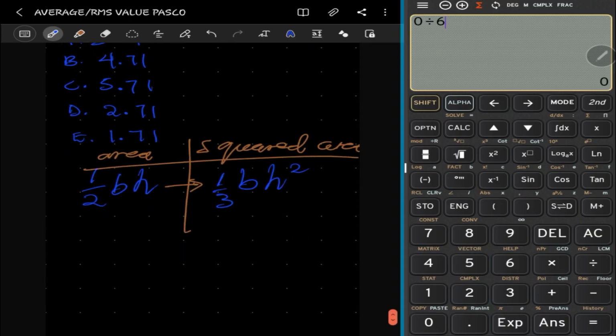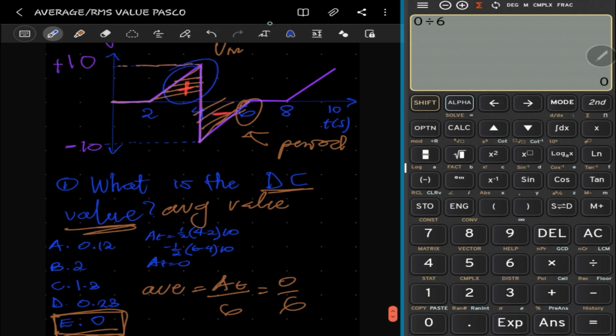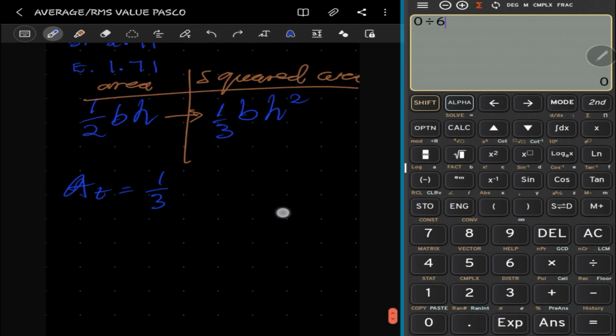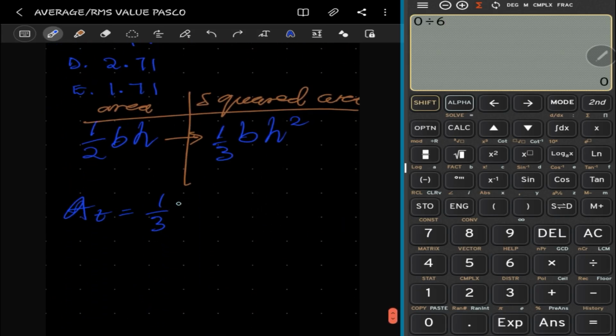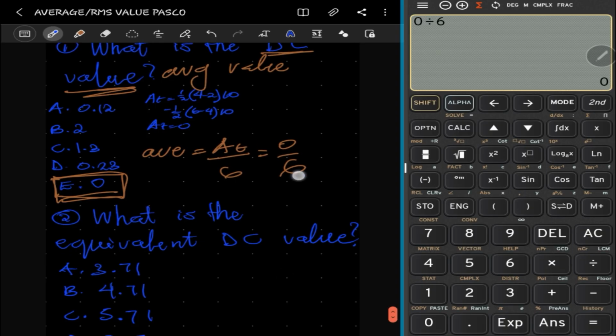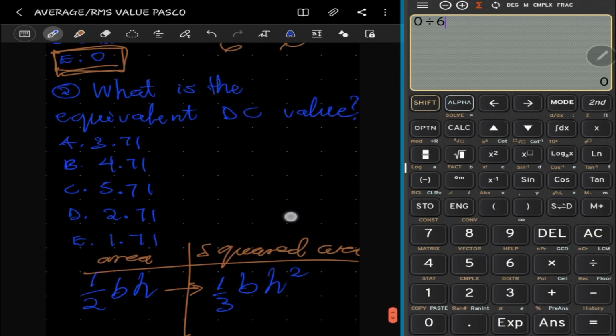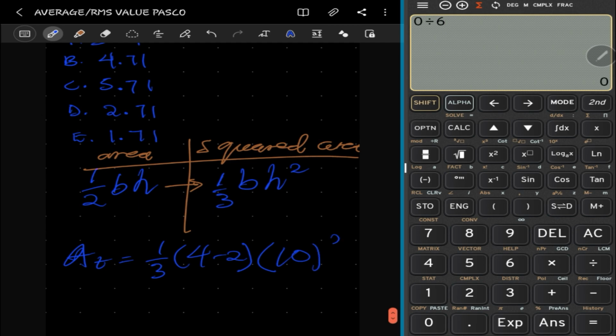So let's see the squared area for the first part. We are considering the positive side first. We have 1/3, the base is 4 minus 2, and the height is 10, and we square the 10. So that's 10 squared. That's the positive side, and this is a squared area.